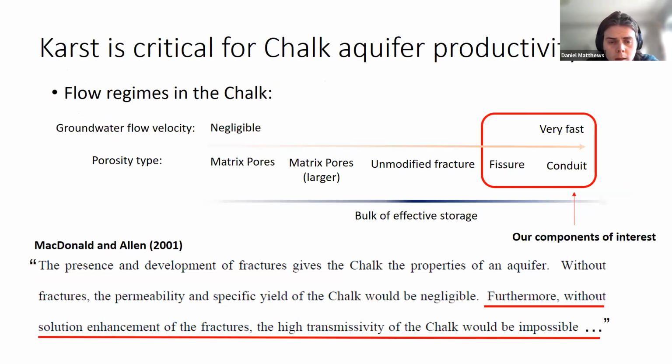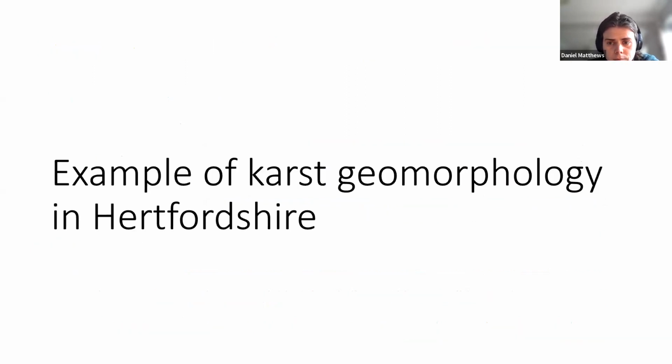So basically there are multiple flow regimes in the chalk and they all interact. But as stated in this 2001 BGS report on the chalk aquifer, without solution enhancement of the fractures, the high transmissivity of the chalk would be impossible. So essentially, without the influence of karst, the chalk wouldn't be the groundwater resource that it is. But despite this appreciation of the importance of karst and fissures in particular, our characterization of flow through them does remain quite poor.